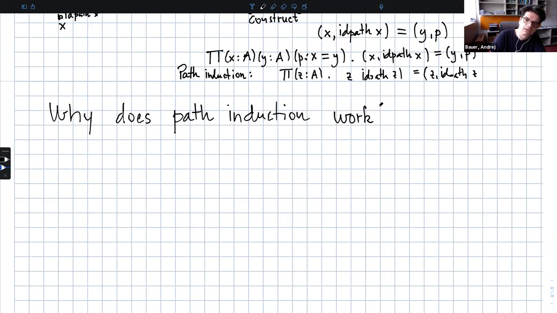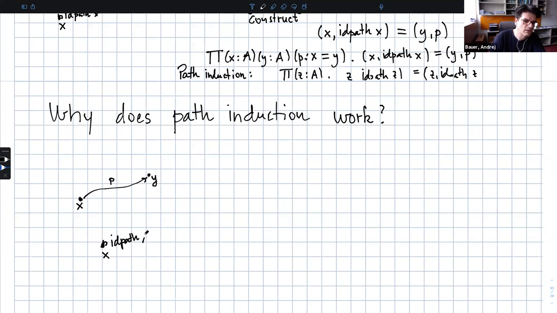Okay, here's one explanation. So I said, you want to do something for an arbitrary path P from X to Y, where X and Y and P are all arbitrary, but you only need to check it for the identity path on X. So just the identity path is enough.